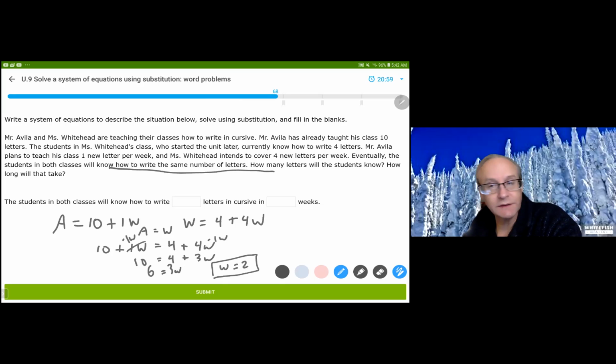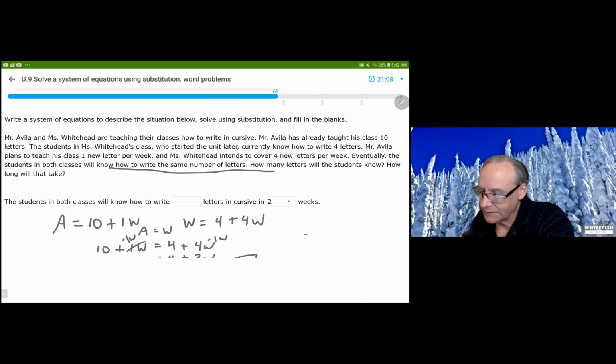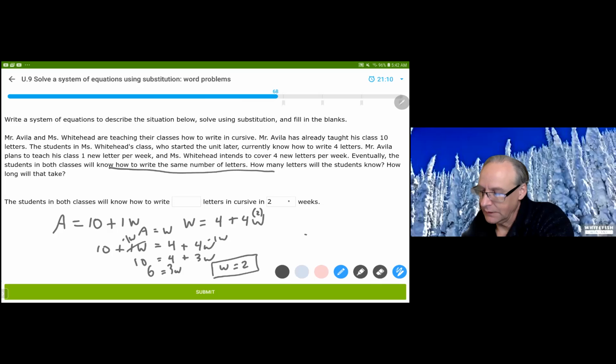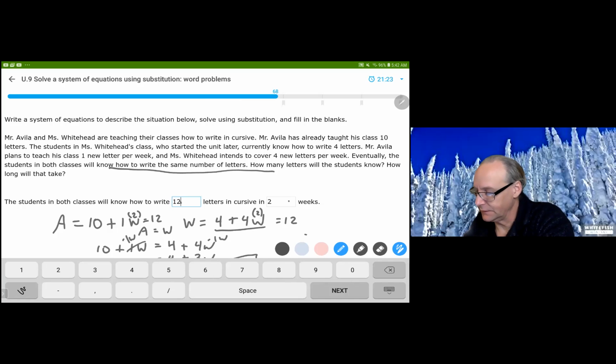Now, this is not words. This is weeks. I decided to use W for weeks. So it's 2 weeks. And we should check our answer. This one is going to be 12, isn't it? 4 plus 8 is 12. And this one is going to be 12. 10 plus 2 is 12. And so they're going to be able to write 12 letters in cursive.